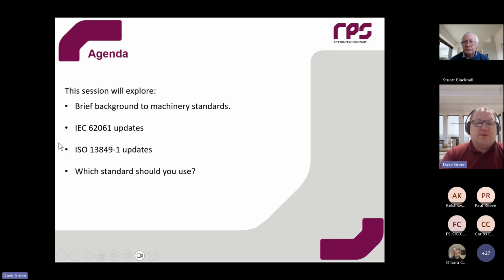Okay, so this is what we're going to do: a little bit of background to machinery standards, and then looking at the differences in the two standards that we're talking about, and then the $101 question at the end: which standard should you use? Now, just as a preamble, we're not going to talk about CE marking, UKCA marking, apart from a very brief mention of it in the standard.